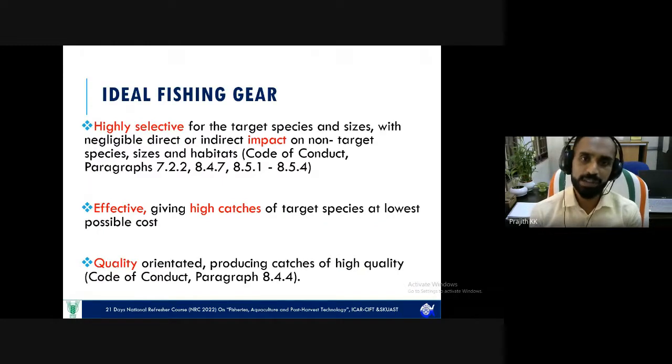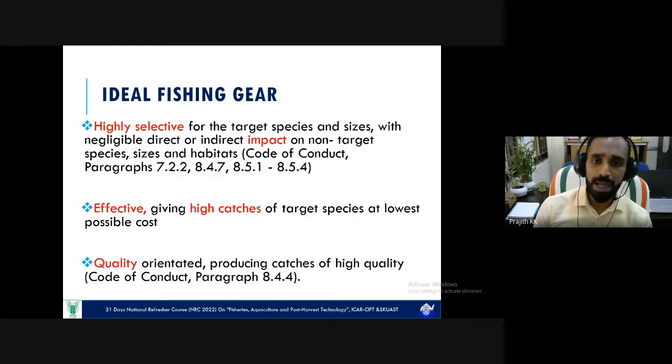To catch fish, we use a gear, as I already told, of different types. A gear should be ideal. According to the Code of Conduct for Responsible Fisheries, there are some criteria required for an ideal fishing gear. First and foremost, it should be highly selective. Selective means if you are targeting a specific fish group, for example tuna, your net will be full of tuna. Then it should have a negligible direct and indirect impact on non-targeted species and also the habitat. In trawl fishing, while targeting a single species, a number of species get harmed or destroyed, and the ecosystem is also disturbed. That is the second factor.